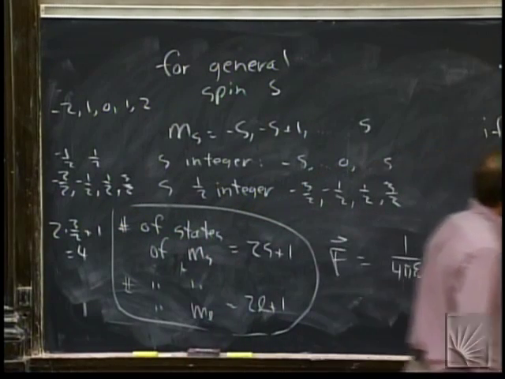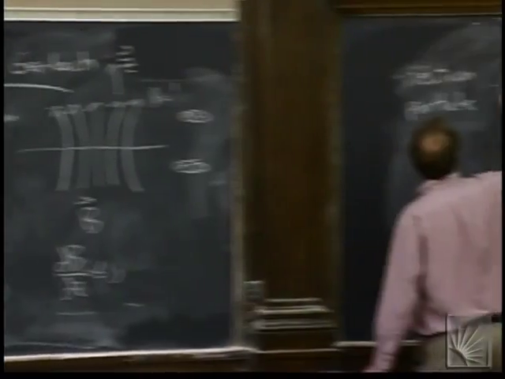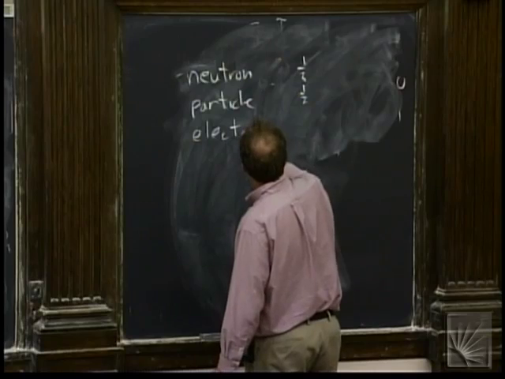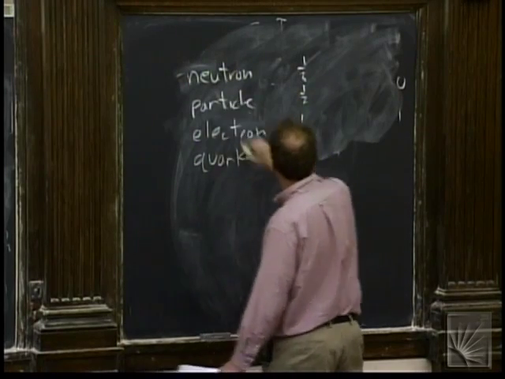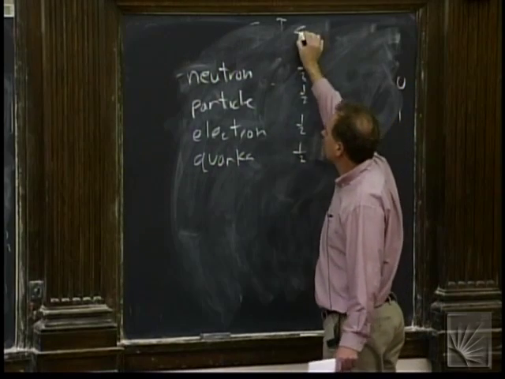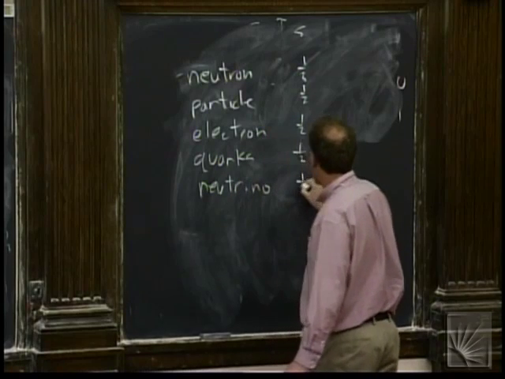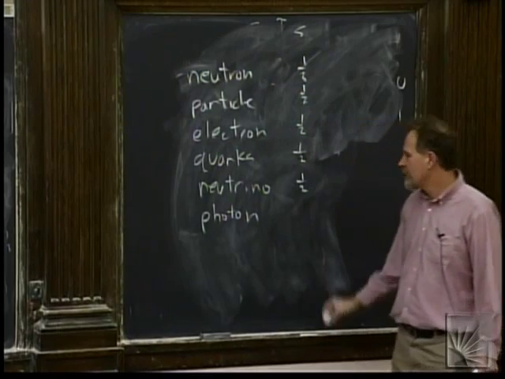I was going to list some particles and what their spins are. The fundamental, the standard sort of particles that are tangible that we know about, are a half. Quarks, which are the things that make up neutrons and protons, are also a half. A neutrino, which I've mentioned, is a half. A photon is 1.